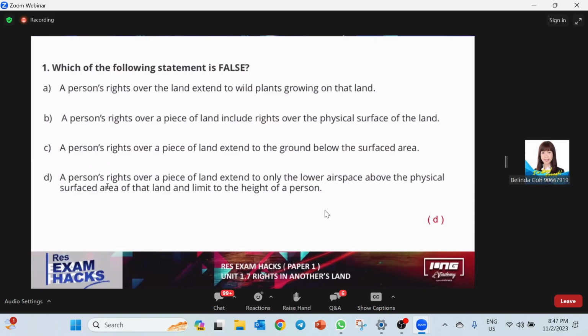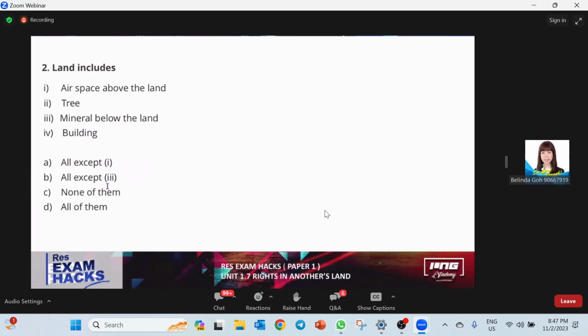Right. So now let's go to question two. Land includes, just now as you read about it already, based on your understanding, choose your answer. The same thing as just now. Does land include airspace above the land? Include trees? Include mineral below the land? Include buildings? So some of them, the tricky part is this area. Mineral below the land. A lot of them are very confused whether include or not include.